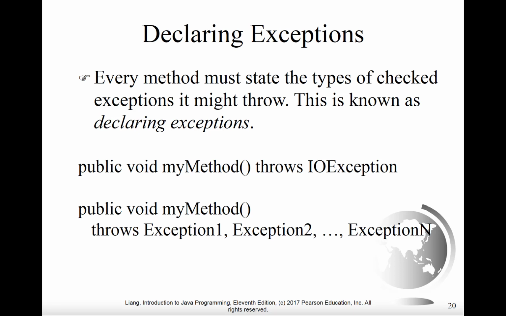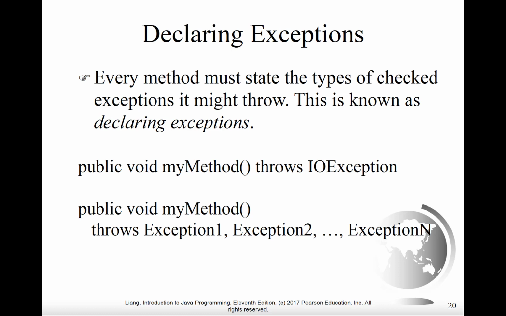So in the middle of the slide, you see an example of how we would declare that we throw an exception. You're used to seeing stuff like public void, method name, but now we've added to the end of that some additional information that says throws IO exception. There are other exceptions that we might throw as well, but in this particular example, it's an IO exception.